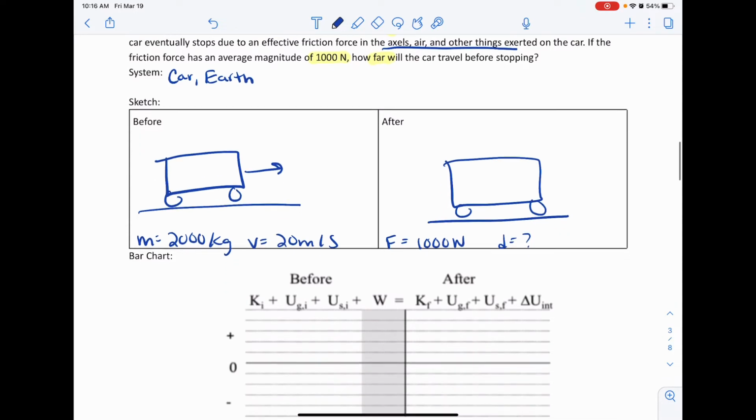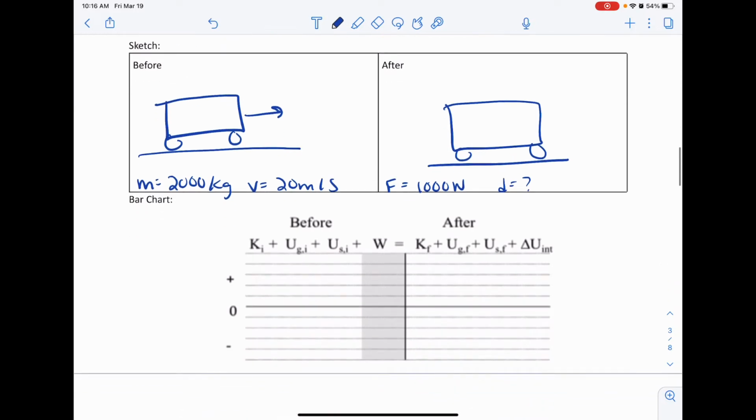All right, now let's make our bar chart. So starting out here, the car is moving, so it has kinetic energy. I forgot to put my 0 point, but let's make it here. We notice that there's no change in the height of the car. It doesn't go up a hill or down a hill or something like that. So there's not going to be any gravitational potential energy. There's no elastic potential energy because there's nothing elastic, stretching, or compressing. But we know there is going to be work because there's a force done on it.